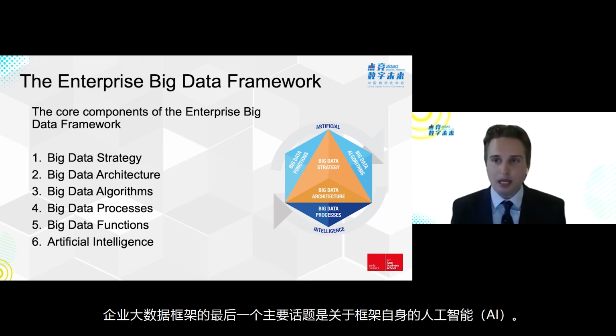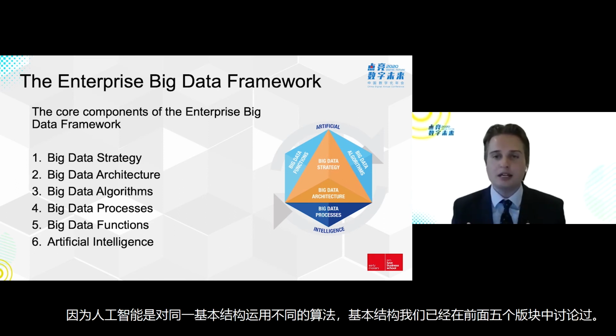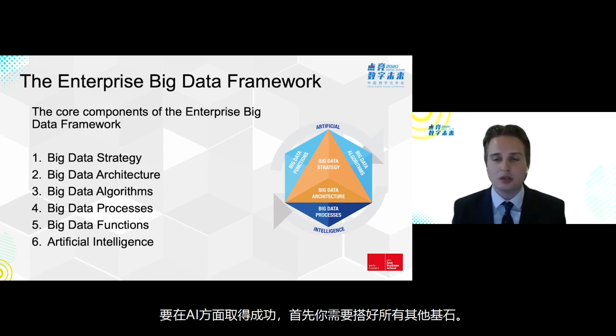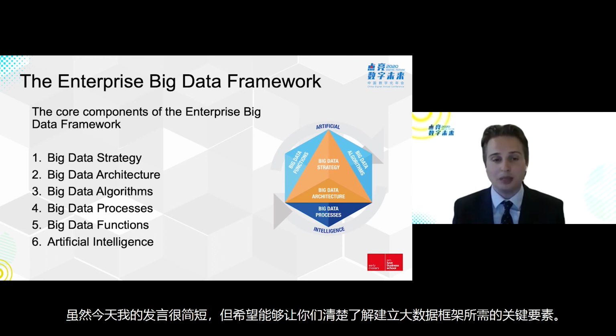The last major topic of the Enterprise Big Data Framework concerns itself with artificial intelligence, because artificial intelligence is a different way of applying algorithms to the same fundamental structure that we see discussed in the previous 5 modules. In order to be successful in artificial intelligence, you would therefore first need to have all of the other building blocks in place. So I hope that even though this speech is brief today, this gives you a good overview of the key components that you would need in order to set up a big data framework.